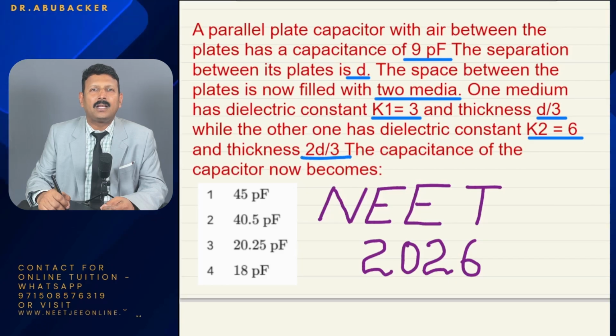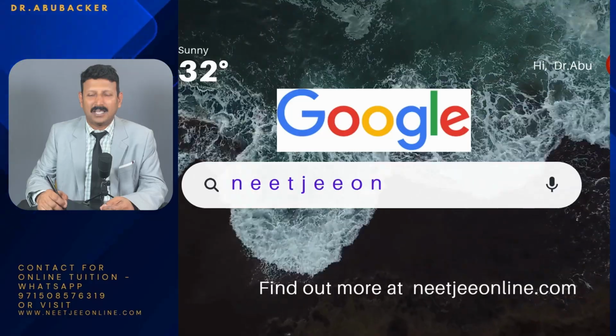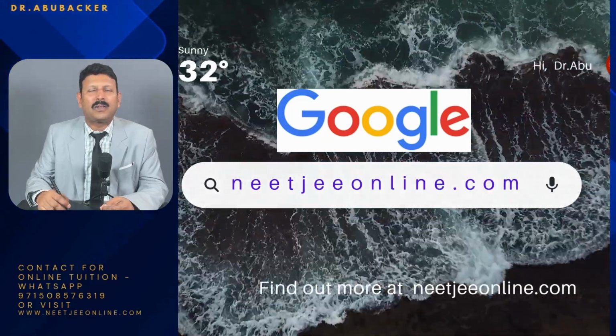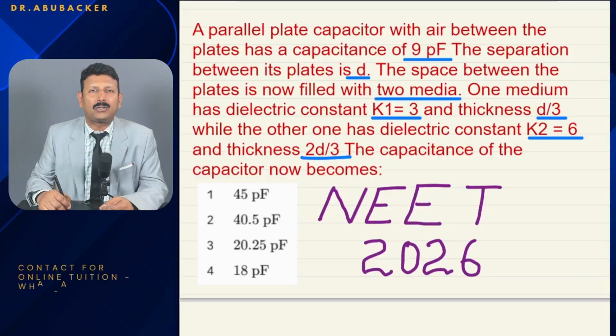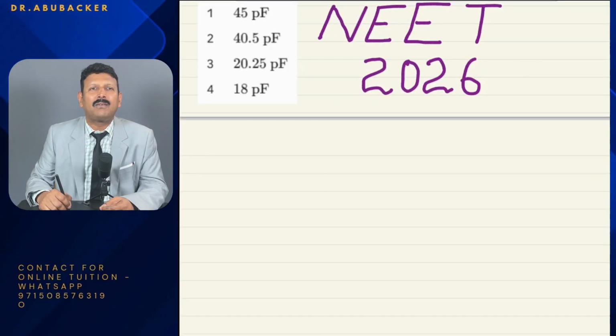The capacitance of the capacitor now becomes, out of the 4 options, we want to find the correct option. Okay, we will do the calculation, we will solve this question, then we will look into the answer key. That is the plan.